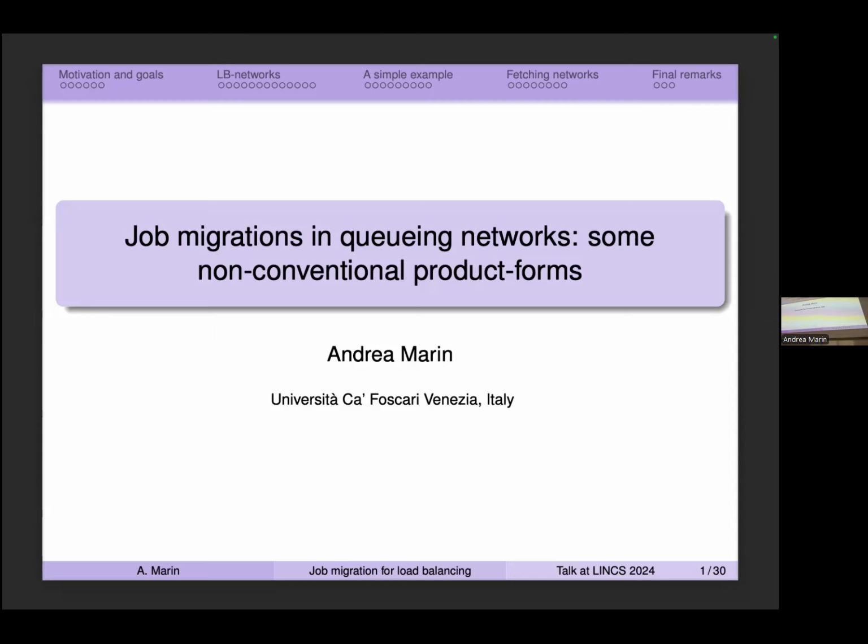So thank you very much. Good afternoon, everyone, and thanks for being here. So today I'm going to talk about queue networks, and in particular job migration in queue networks. Job migration is not a novelty in queue networks. Jobs actually move from station to station in queue networks, but we will see a different type of movement, mainly with the goal of obtaining load balancing in the queue network.